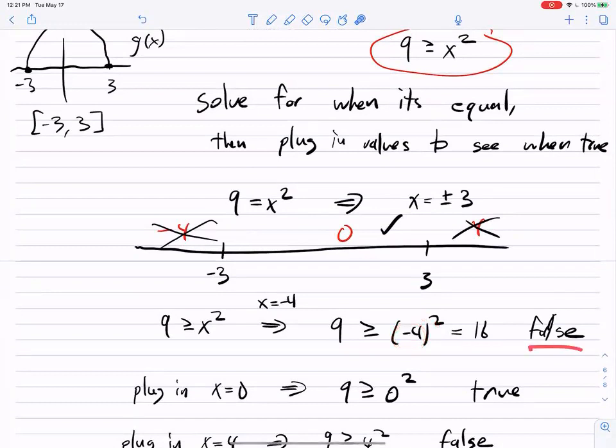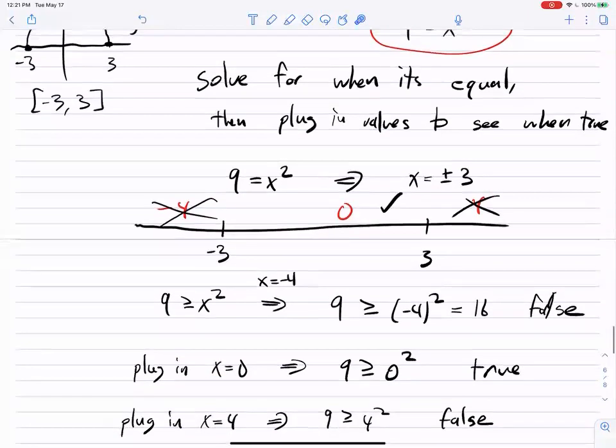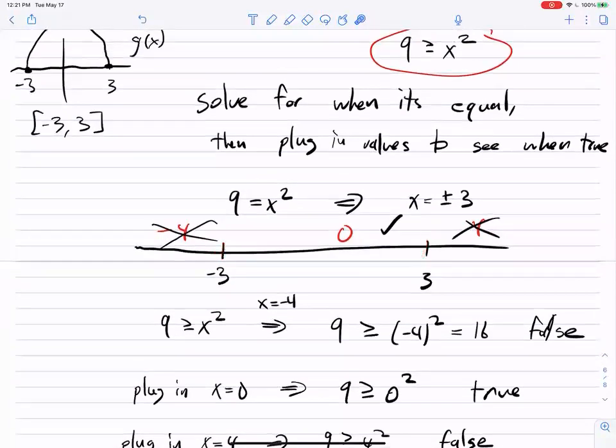And so this is false, and so it does not include that part. If you plug in x equals 0, 9 is greater than or equal to 0 squared. This is true, so this part will be included. And then if you plug in x equals 4, 9 is greater than or equal to 4 squared. That's false, so we don't include that part. So the domain is -3 to 3.